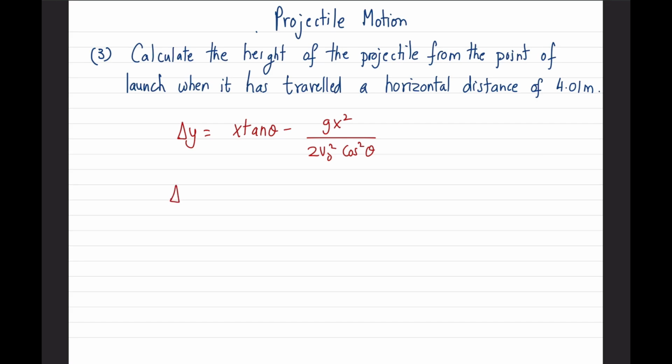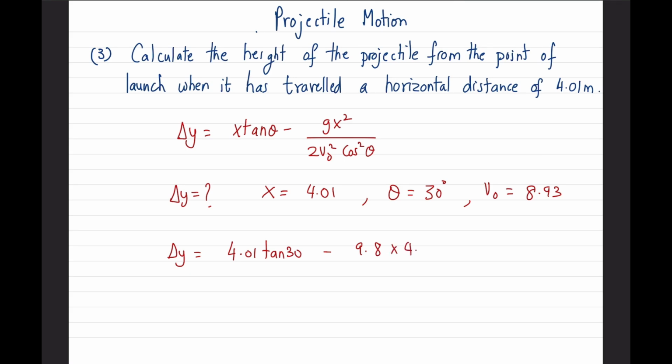Now we want to find what is delta y, and we have been given that the horizontal distance covered is 4.01. We also know that the angle of launch is 30 degree. There is no change in that. The value for g is 9.8. And now we also know what is v0 from our previous answer, which is 8.93. And we have to just substitute all these numbers into the equation. So 4.01 tan 30 minus 9.8 times 4.01 square over 2 times 8.93 square cosine square 30. And we can solve it to get the value for delta y.